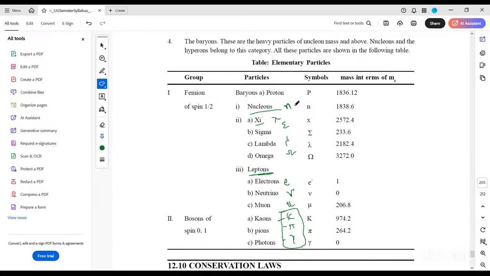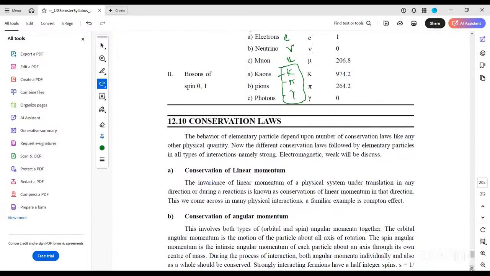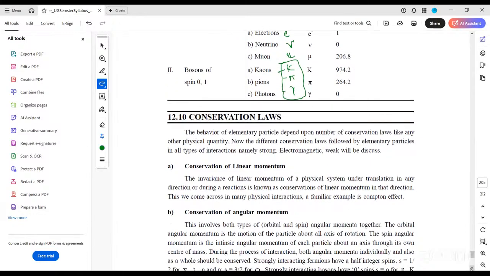Next we have conservation laws, another topic. Another topic is quarks. In this lesson, we will see conservation laws. This conservation laws means one is conservation of linear momentum. We have conservation of angular momentum. Subheadings what we have? Conservation of linear momentum: it is conserved in any one of the directions. So linear momentum is conserved in the direction. Then this is called conservation of linear momentum. The example is the Compton effect.